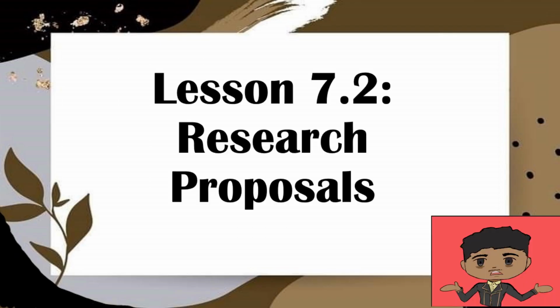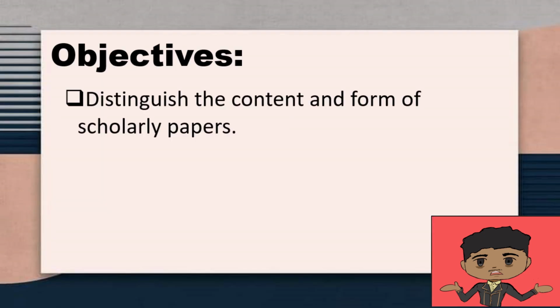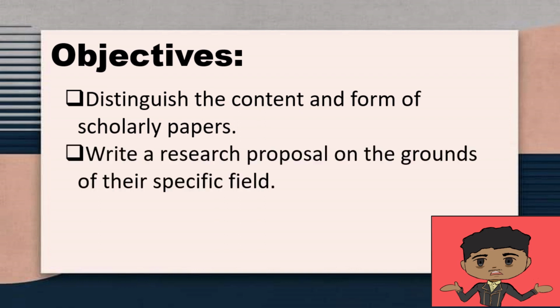Welcome to Lesson 7.2, Research Proposal. In this lesson, we could distinguish the content and form of scholarly papers, to be able to write a research proposal on the grounds of their specific field.